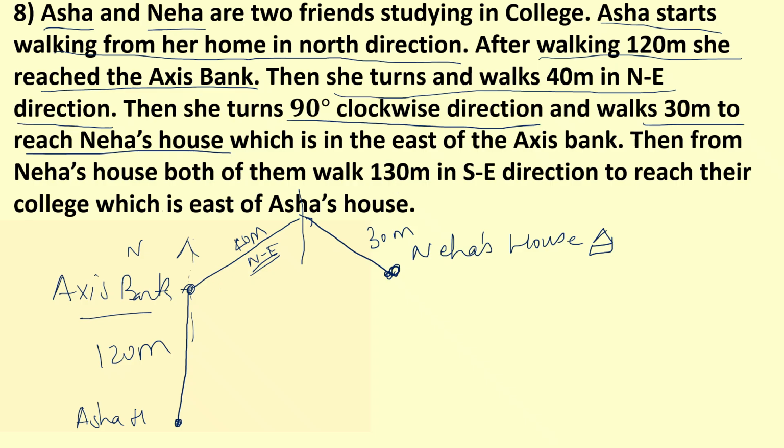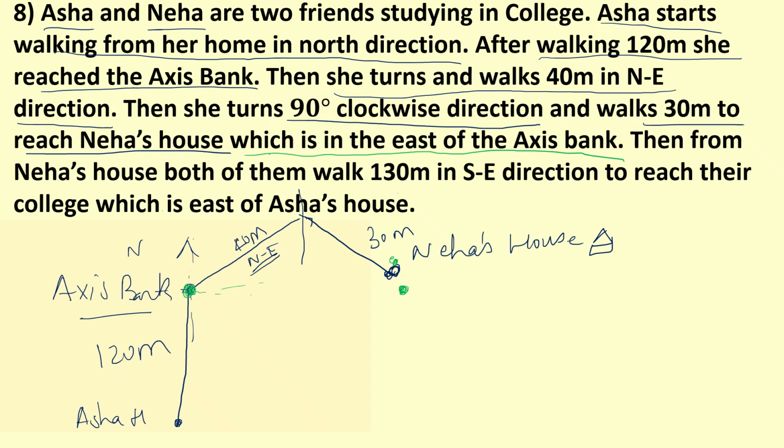Next we will see Neha's house, which is in the east of the Axis Bank. Axis Bank is here, correct? If Axis Bank is here, then Neha's house also should be near here. Because if you draw here, somewhere here, then this will be north, this will be east, so it will be in the northeast direction.